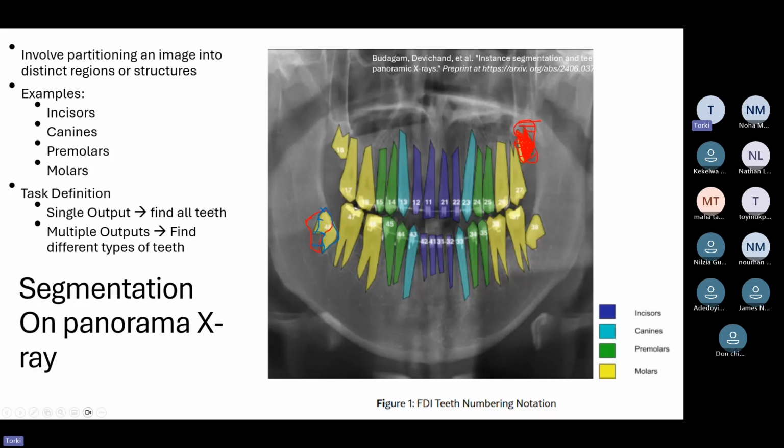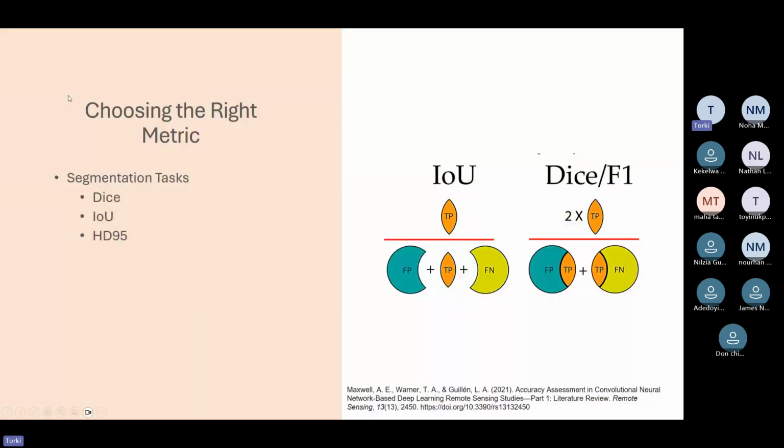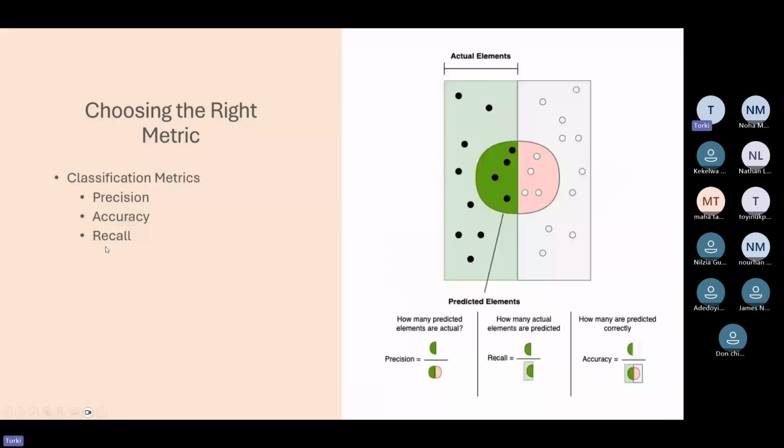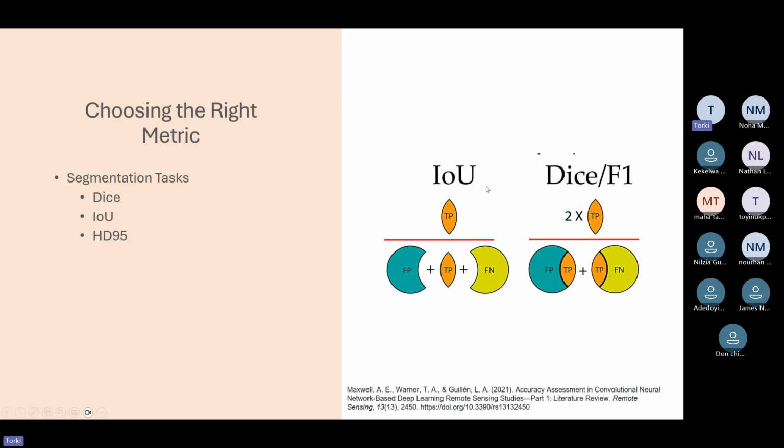That's why we don't use the classification metrics, which are precision, recall, or accuracy in these problems. That's why we usually prefer to use the segmentation metrics, which are DICE, IOU, and HD95, because they are much better suited than classification metrics. Okay. And if you can observe them here, okay.